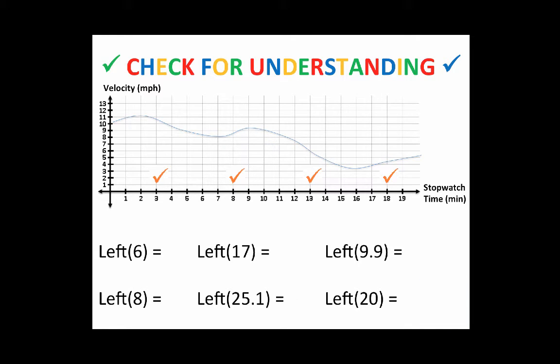Now compare your answers. Left of 6 is 3, because at 6 minutes on the stopwatch, the last time Bob checked the velocity was at time 3 minutes. Left of 8 is 8, because at 8 minutes on the stopwatch, the last time Bob checked the velocity was right then, 8 minutes. And left of 17 is 13, because at 17 minutes on the stopwatch, the last time Bob checked the velocity was at time 13 minutes. Make sure you check your other answers as well. Pause to do so.